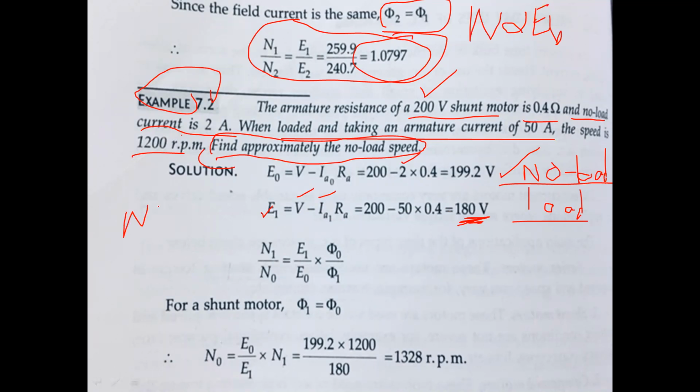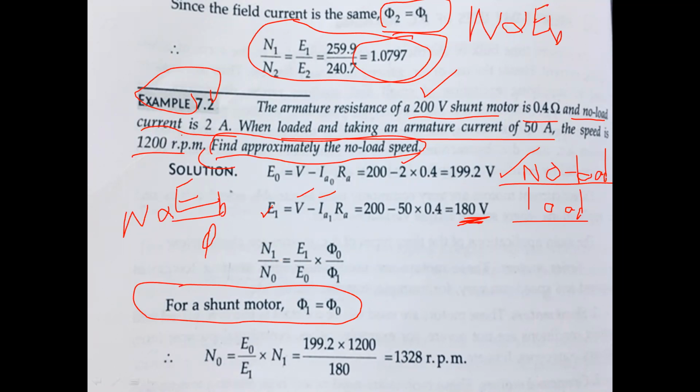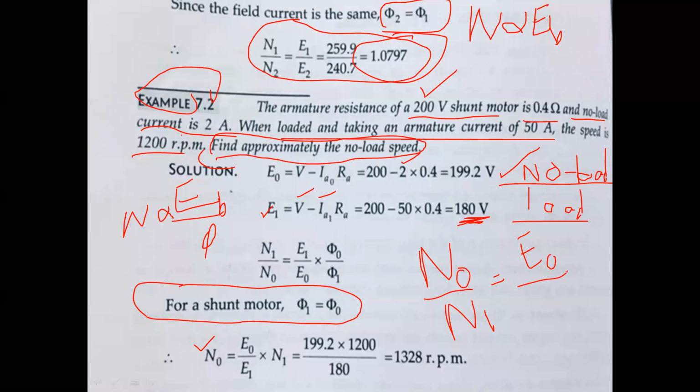We know that speed is proportional to back EMF divided by flux. We need to calculate the approximate no load speed. This is a shunt machine and no change in flux is given, so flux is constant here. Flux constant means N1 by N2 equals Eb1 by Eb2. So no load speed N0 by load speed N1 equals no load back EMF E0 by loaded back EMF E1. From this we calculate the no load speed: 1328 rpm is the no load speed of the motor.